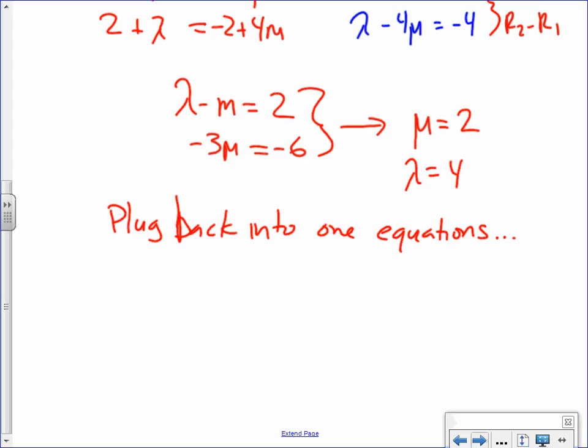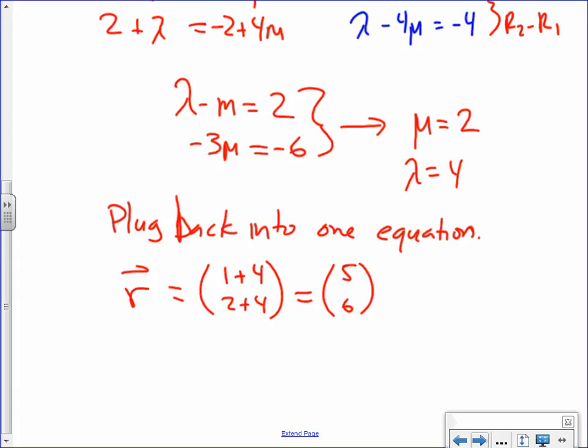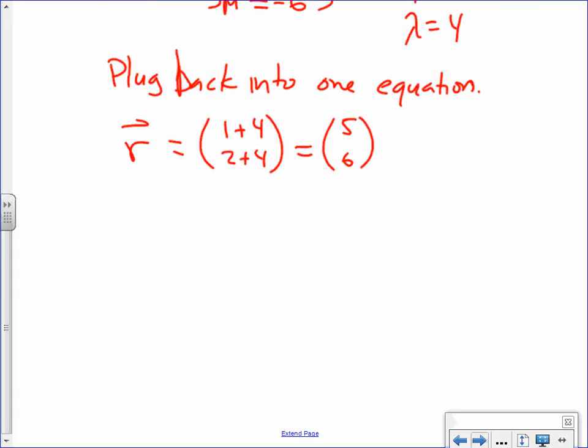One equation. There we go. I'll take the first one. So it's 1 plus 4 and then 2 plus 4, which gives you 5, 6. So therefore, the point in common is going to be 5, 6. Whew, that was a lot of work to set two things against each other.